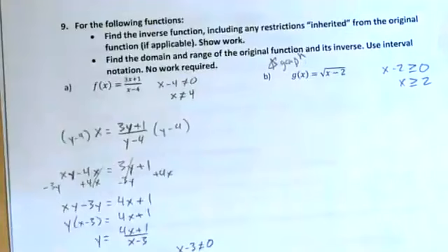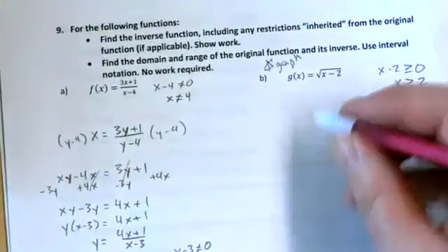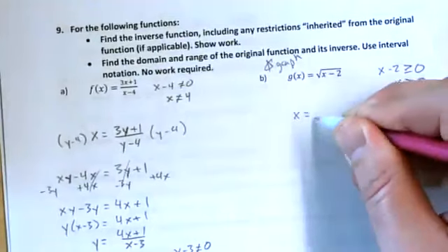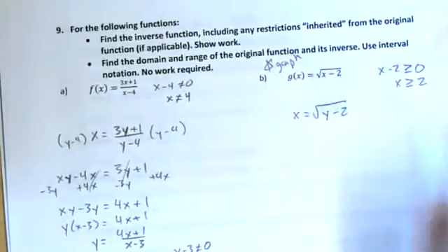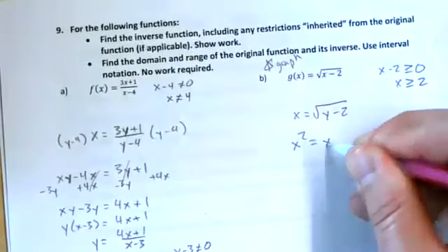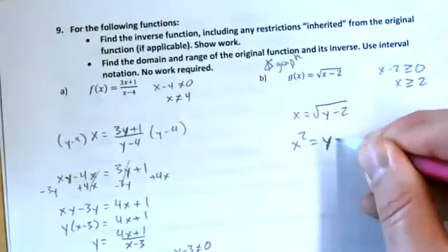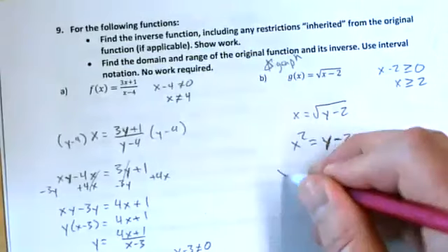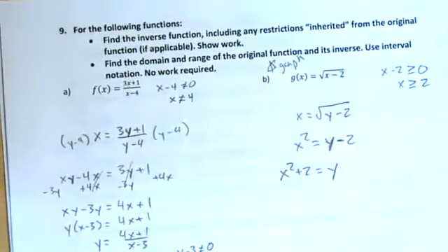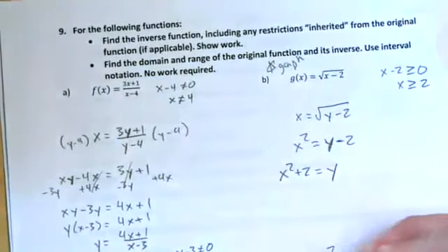All right. Let's try finding the inverse. So the y is going to become an x. The x becomes a y. Let's square both sides. Let's add 2 to both sides. y equals x squared plus 2. So x squared plus 2.